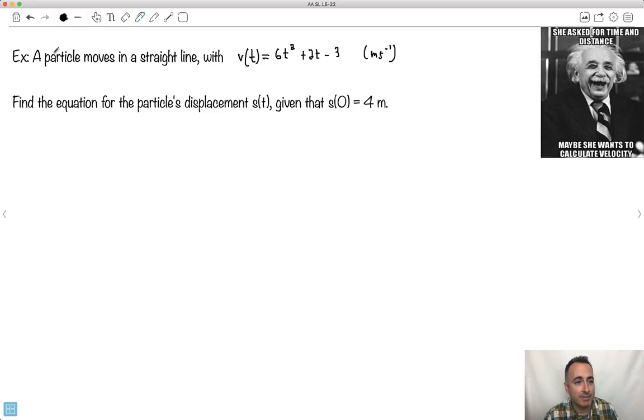But it's funny. A particle moves in a straight line with this equation, v of t equals blah, blah, blah. This is a quadratic opening upwards. Find the equation for the particle's displacement. And we also know that s of 0 is 4. Well, we start with velocity. We want displacement. Let's use that little trick. Remember the little trick I just showed you?